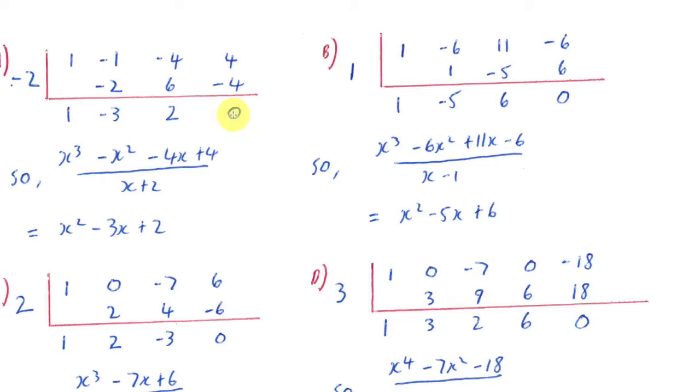The very last number at the bottom here is the remainder. So in our case, what we see is that this cubic divided by that linear factor will produce a quadratic with no remainder. So I've got that cubic divided by x plus 2, and the result will be x squared minus 3x plus 2, and that's shown here. So what have I just worked out? This cubic divided by that linear produces this quadratic.